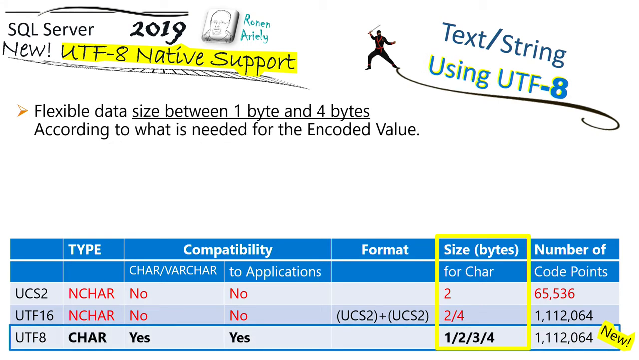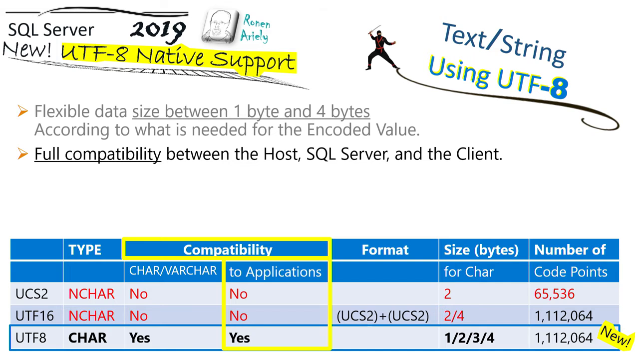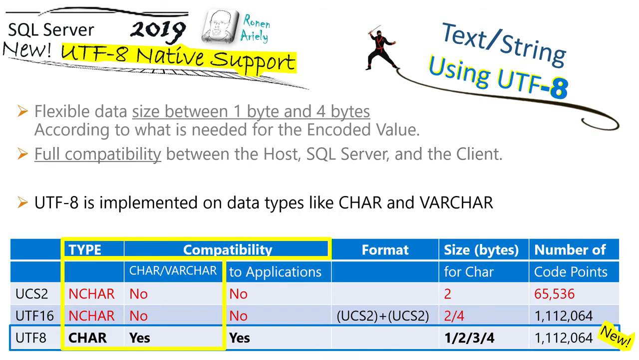So what's new? Let's go from the other side and speak about the size first. Because UTF-8 provides a flexible size. It can use 1 byte to 4 bytes, according to what we actually need in order to represent the encoded value. What about compatibility? UTF-8 is the standard, we said. We have full compatibility. So forget about issues like gibberish text, and you have a very simple way to work with the developers directly from the data in the SQL Server. There is, in my opinion, one of the biggest advantages: UTF-8 is implemented using data types like char and varchar.